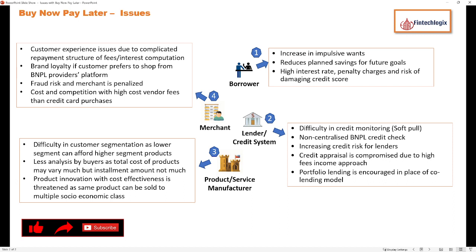Now, to conclude, BNPL is definitely a good innovation that has happened in lending. There are issues related to it. If those are corrected and it is used with caution, with some changes, this is definitely a game changer. I hope this video has made some of the issues of BNPL clear in your head.